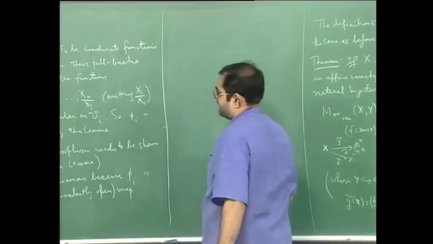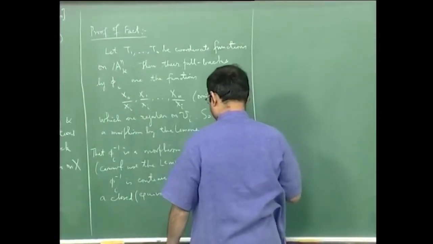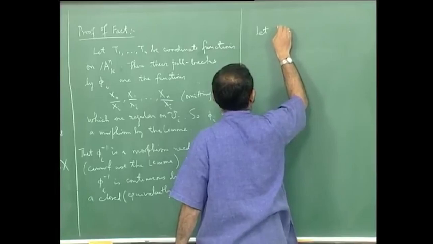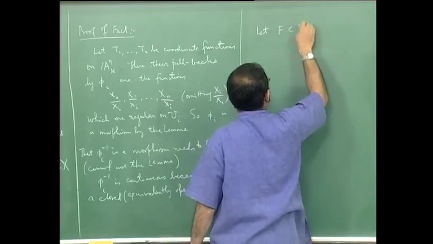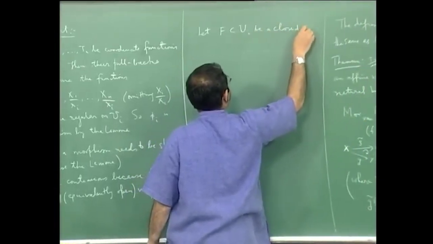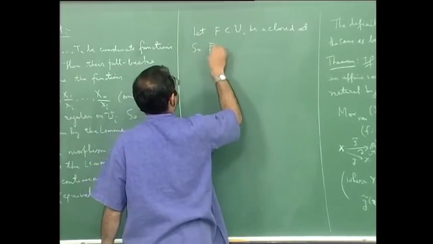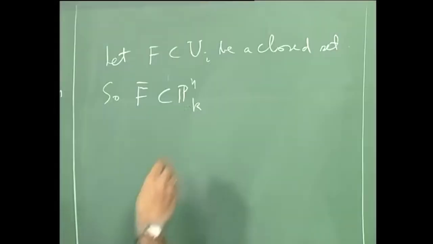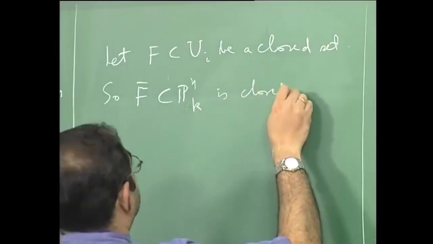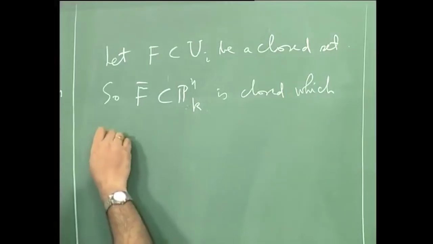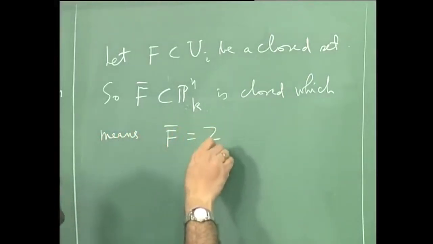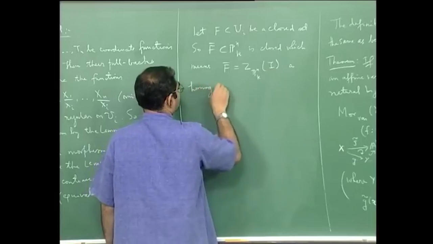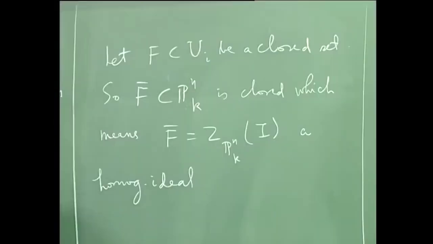So what you do is, let F in Ui be a closed set. So F bar in Pn, the ambient projective space in which Ui is sitting, is closed, which means F bar is the zero set in Pn of I, a homogeneous ideal, okay.